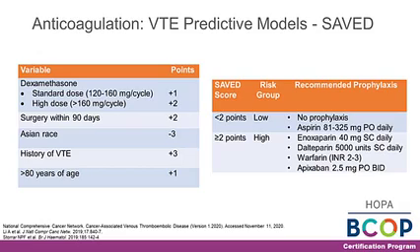You can see for the SAVED score, the variables that are included are the use of dexamethasone, prior surgery, race, VTE history, as well as age. And then based off of this score, patients are stratified into low and high risk groups, with the recommended prophylaxis being aspirin in the low risk group, and then a variety of agents for the high risk group, including enoxaparin, dalteparin, warfarin, and potentially apixaban.